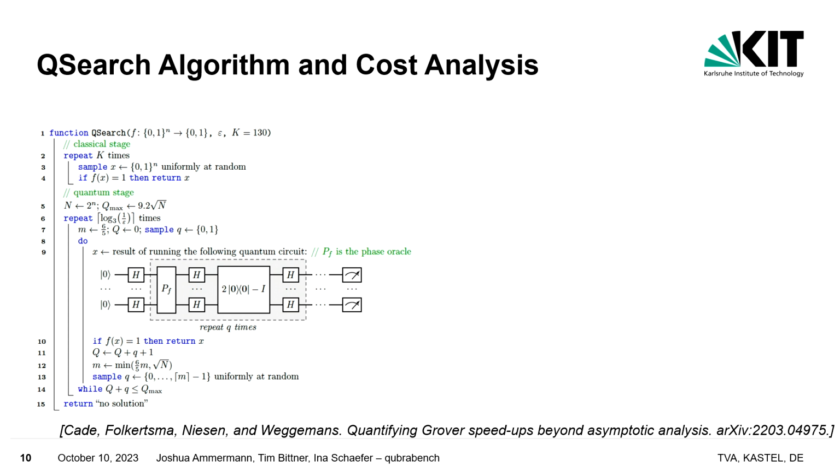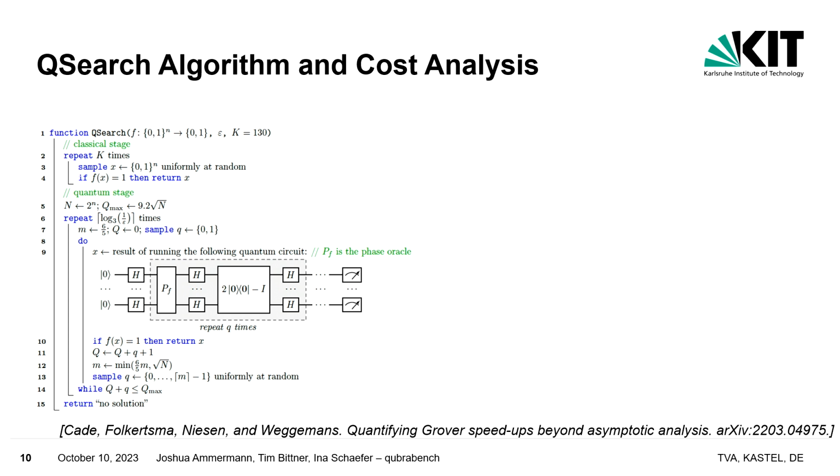Then for QSearch itself, QSearch works kind of like this. We have a classical stage that's used to only invoke quantum cost once the search space is sufficiently large, because if our search space is super small, then we can just classically perform better than quantum. But if we get to the quantum stage, we actually have this algorithm that runs Grover search.